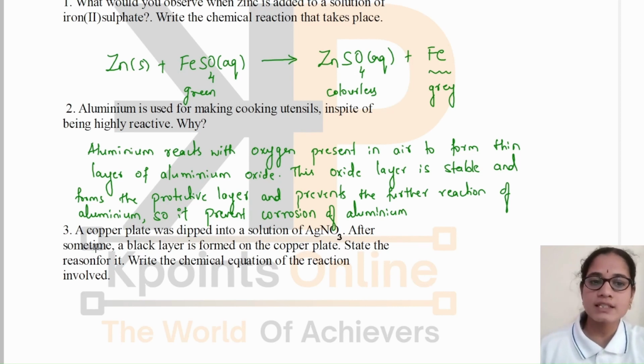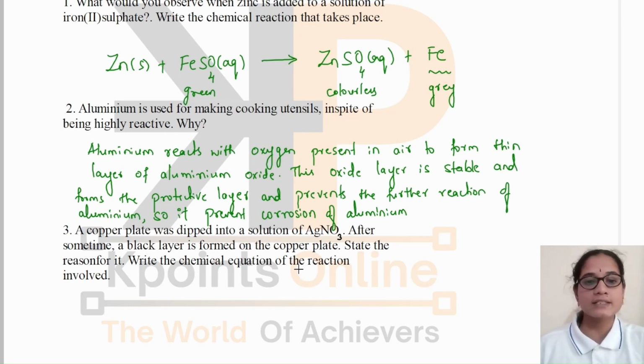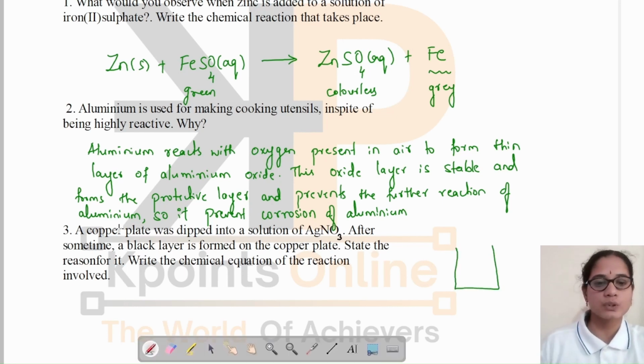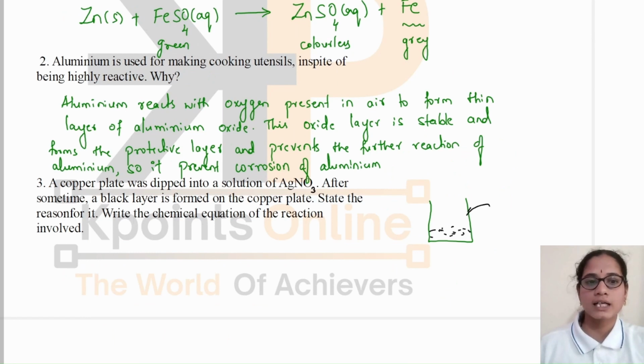Then the next question is, a copper plate was dipped into a solution of silver nitrate. After some time, a black layer is formed on the copper plate. State the reason for it. Write the chemical equation for the reaction involved. AgNO3 was taken and a copper plate was dipped in it.